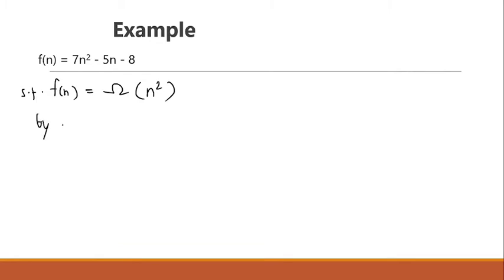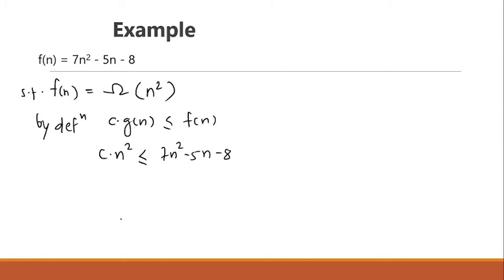By definition, it would be c dot g of n less than or equal to f of n. That's what I need to show. So what is c dot g of n? It will be c into n square less than or equal to 7n square minus 5n minus 8. Obviously I want to show that it is less, so the obvious value of c is going to be 6. That means I have 6n square less than or equal to 7n square minus 5n minus 8.